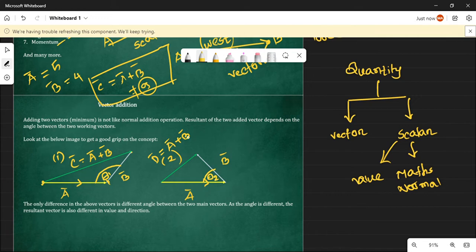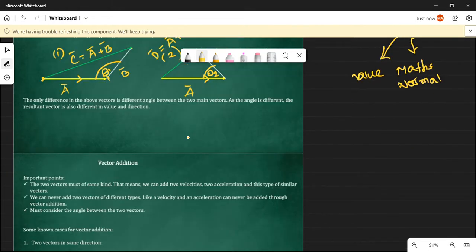In image 1 we have a resultant vector C, A plus B. In the second image we have added vector D, A plus B. Due to the difference in angle between the two parent vectors, we have two different resultant vectors. That's why we can say that the addition of vectors does not follow the normal mathematical rules. We need to consider the angle between the parent vectors. That's a normal interpretation of this.